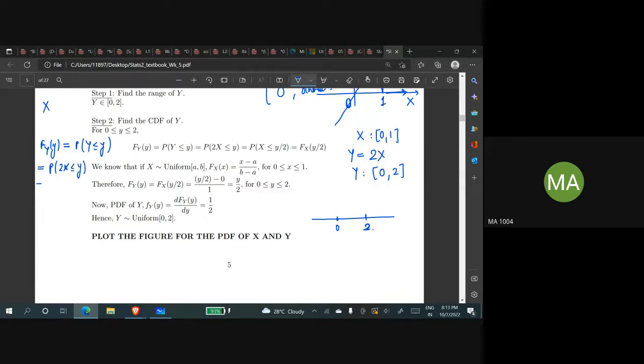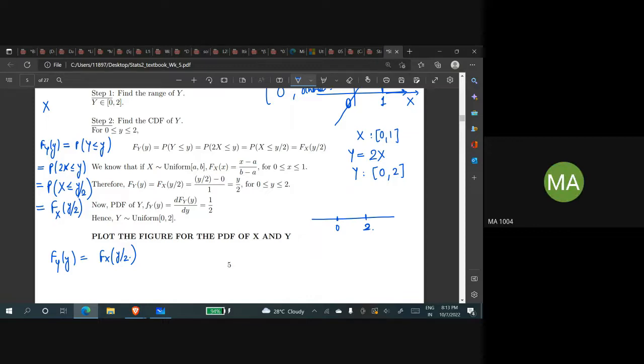And this can be written as the probability that x is less than or equal to y by 2, right? Yes, ma'am. And you can write this as the CDF of x at the point x equal to small y by 2, correct? Yes, ma'am. So what you did is you wrote the CDF of y in terms of the CDF of x. This is what you got. Okay. All right.